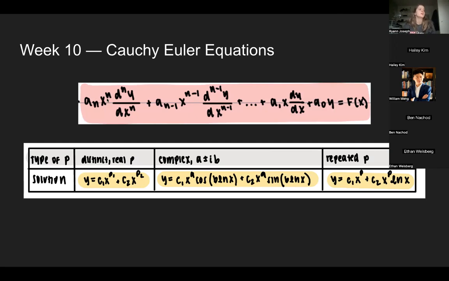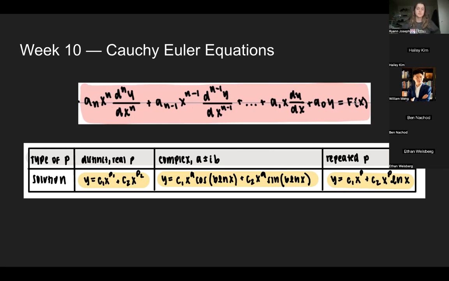For us, it's only going to be second order. So this n is going to be 2. And this term right here is the second derivative, so it's going to be like y double prime. It's going to be like constant x squared y double prime, constant x y prime, and then all the way down to constant x y. And that can be homogeneous or non-homogeneous as well.